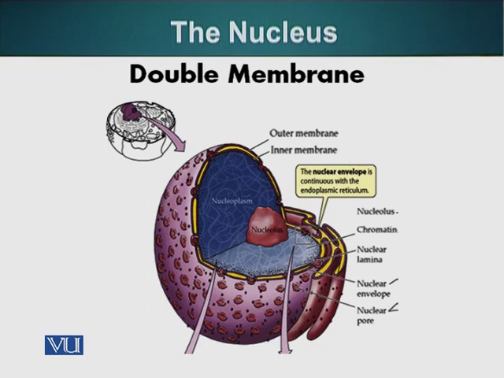For example, there is a disease called progeria. In this disease, there is a mutation in the gene that codes for this nuclear lamina. If the nuclear lamina is not present, the DNA gets damaged very easily, and people suffering from this disease age much more rapidly than normal people. Now, let's look at other features of the nucleus.